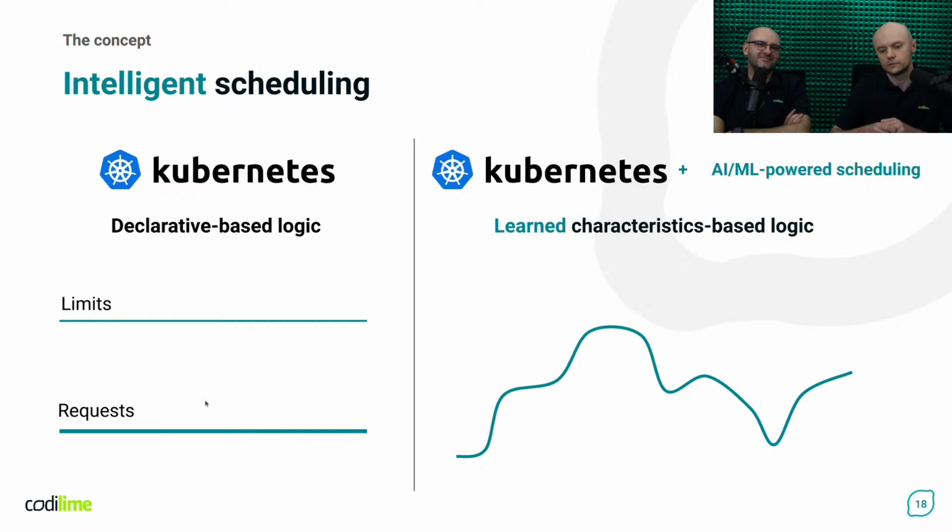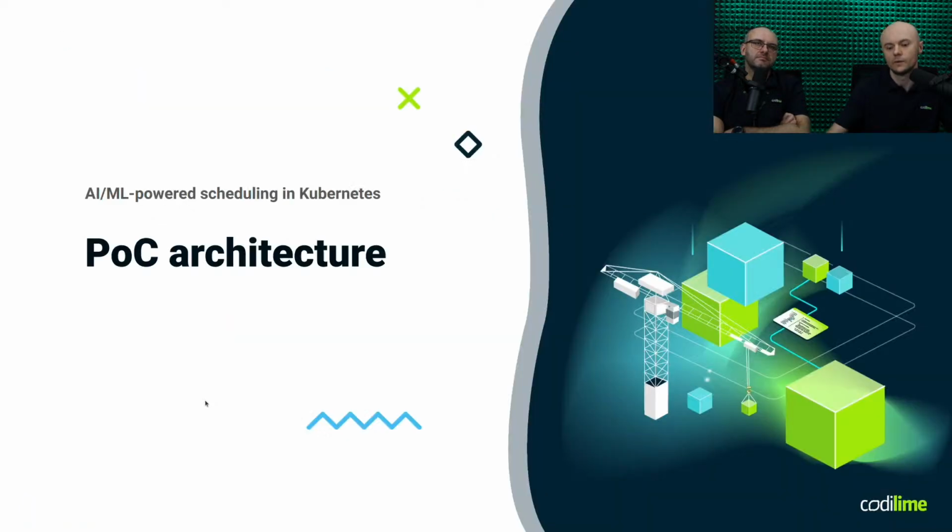that the standard Kubernetes scheduler takes into account only some declarations regarding the use of resources, which later on may turn out to be inaccurate somehow. I think it's always a risk. On the other hand, our intelligent scheduler learns the characteristics of real resource consumption. And this is the main difference. Okay, so that was the idea. I hope it was clear.